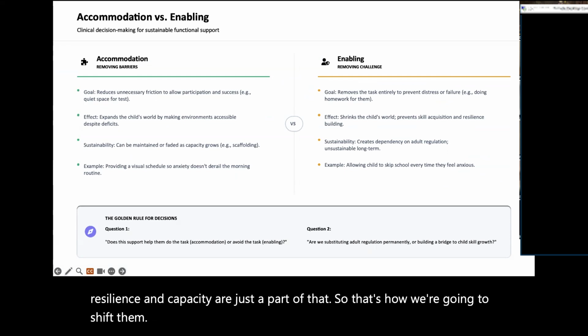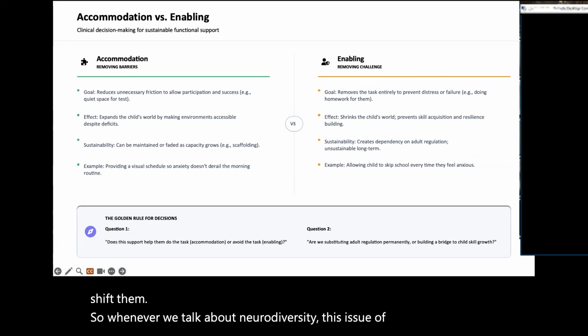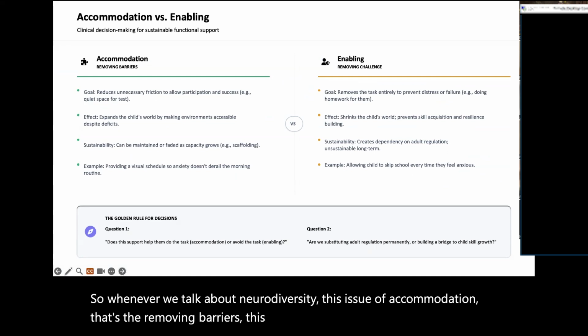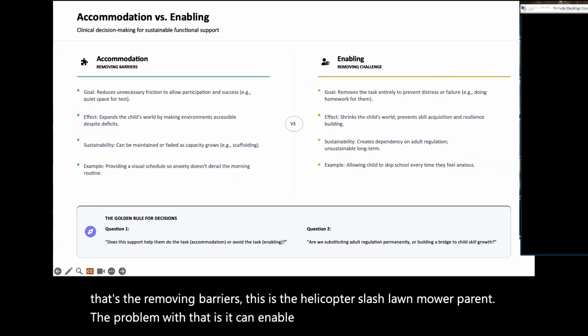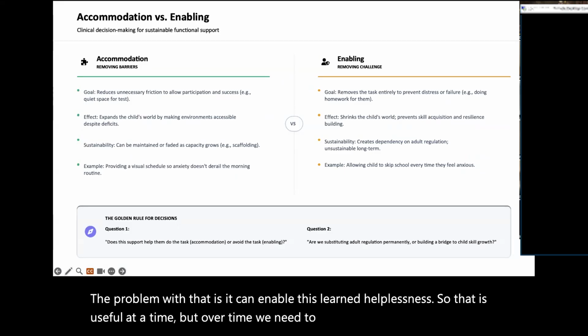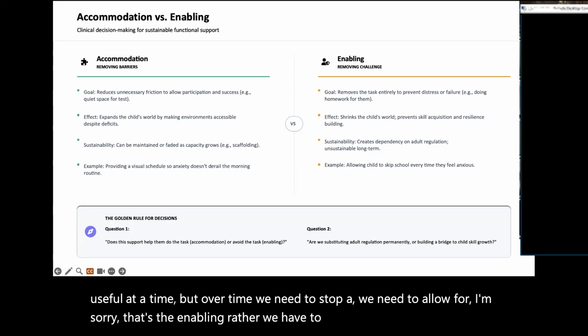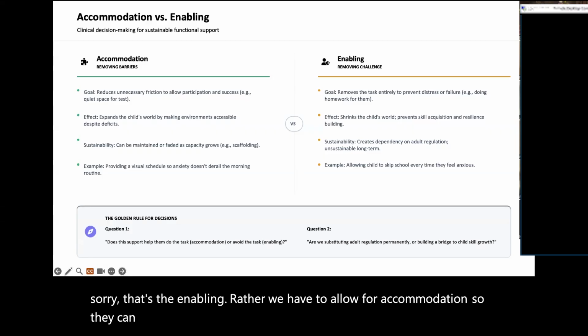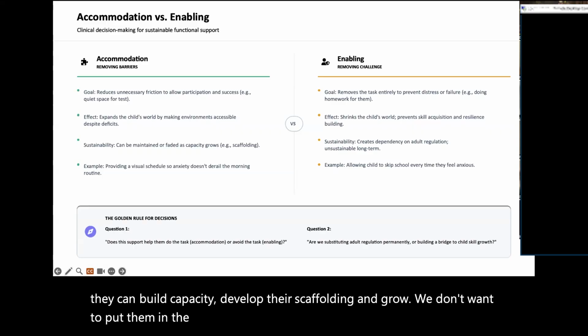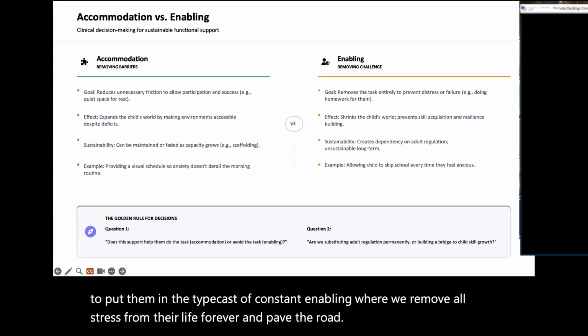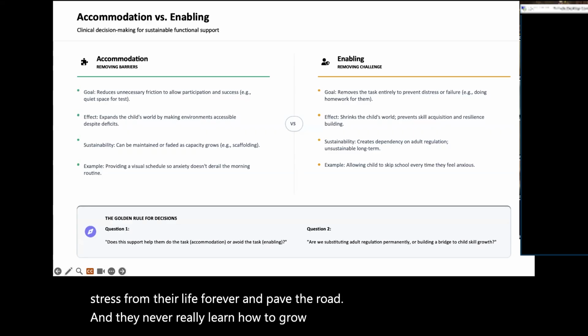So whenever we talk about neurodiversity, this issue of accommodation, that's the removing barriers. This is the helicopter slash lawnmower parent. The problem with that is it can enable this learned helplessness. So that is useful at a time, but over time we need to stop. I'm sorry, that's the enabling rather. We have to allow for accommodation so they can build capacity, develop their scaffolding and grow. We don't want to put them in the typecast of constant enabling where we remove all stress from their life forever and pave the road and they never really learn how to grow into full functioning adults.